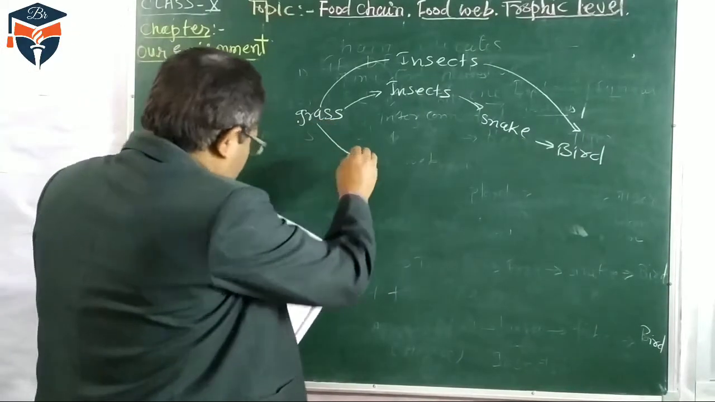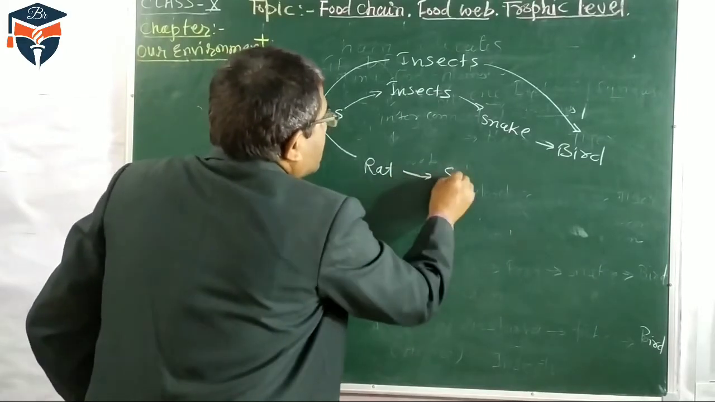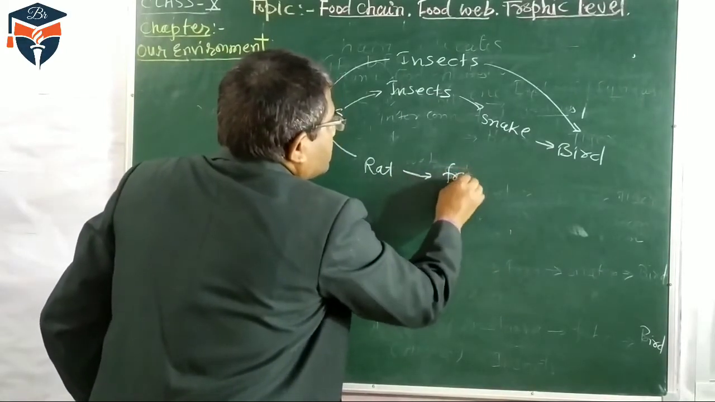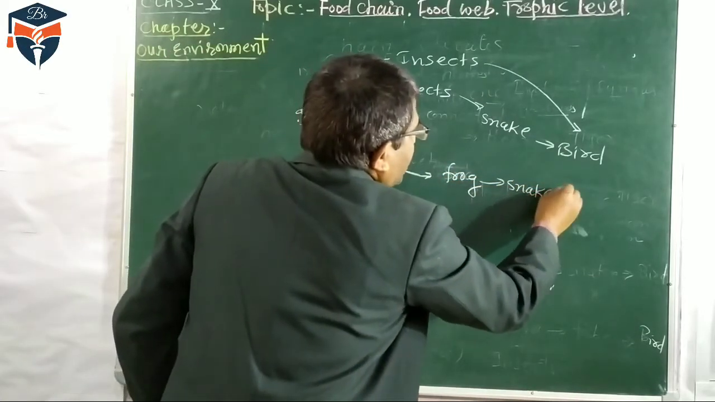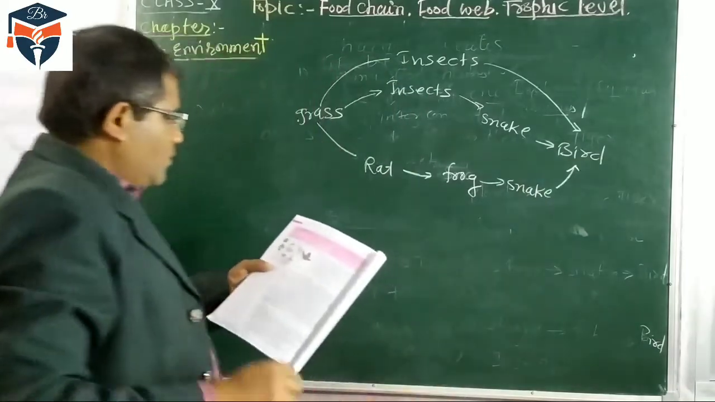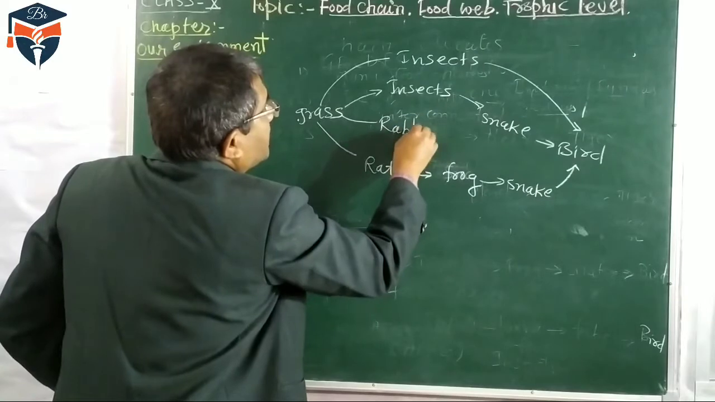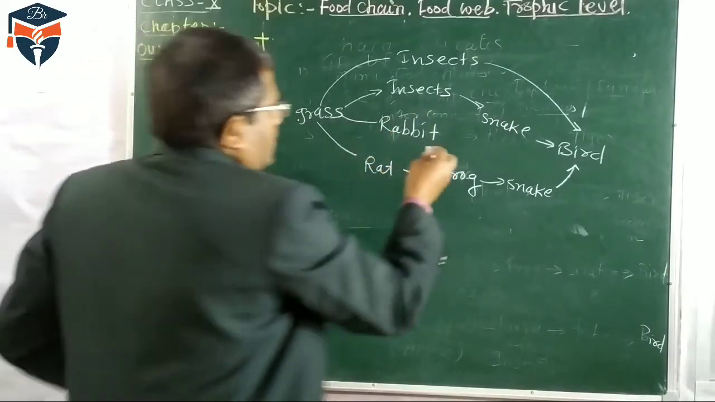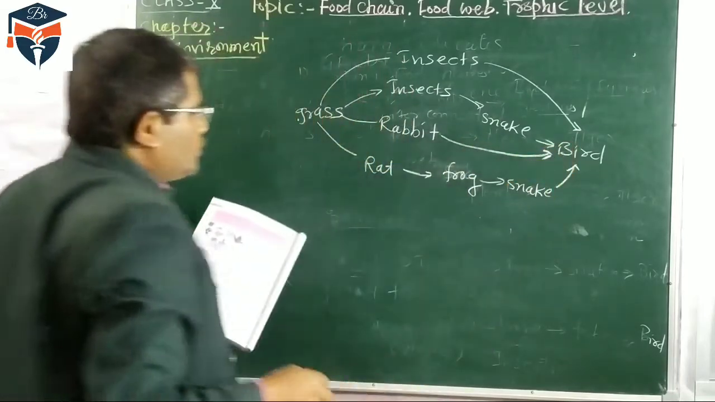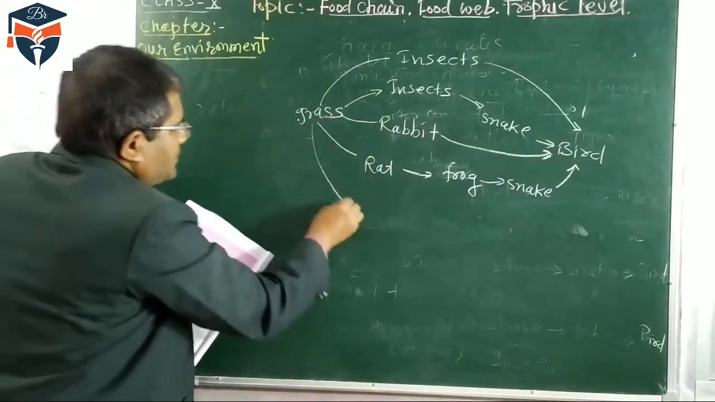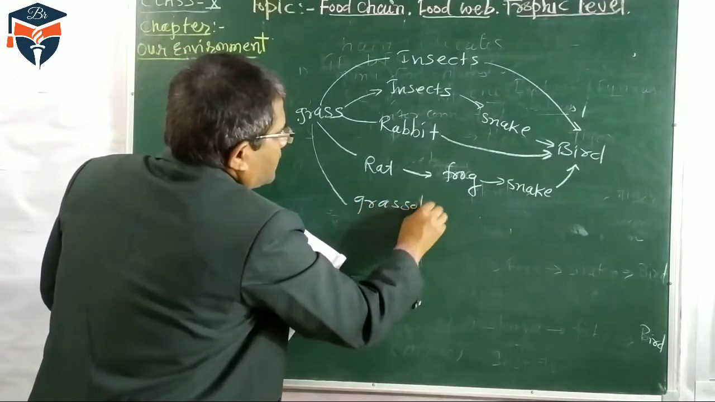One example: grains are eaten by the rat. Rat is eaten by the frog. Frog is eaten by the snake, and snake is eaten by the bird. One more food chain is here. Grass is eaten by the rabbit, and after this, rabbit is fed upon by the bird. So another food chain, I mean grass, grasshopper, it means insect.